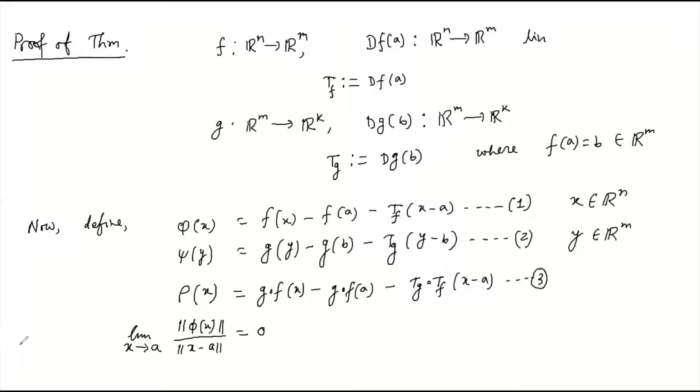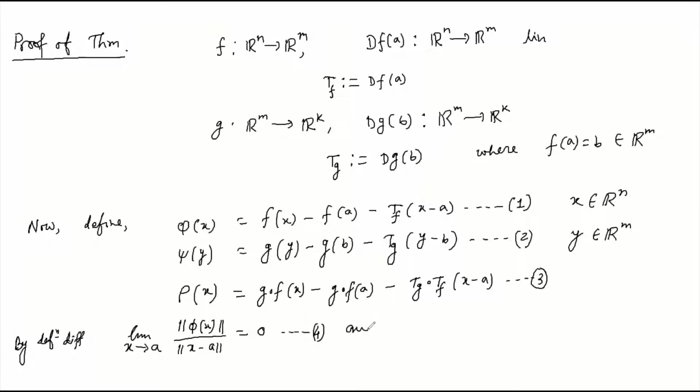So by definition of differentiation, we have the limit as x tends to A of norm of phi of x over norm of x minus A, that is equal to 0. We denote this equation by equation number 4.